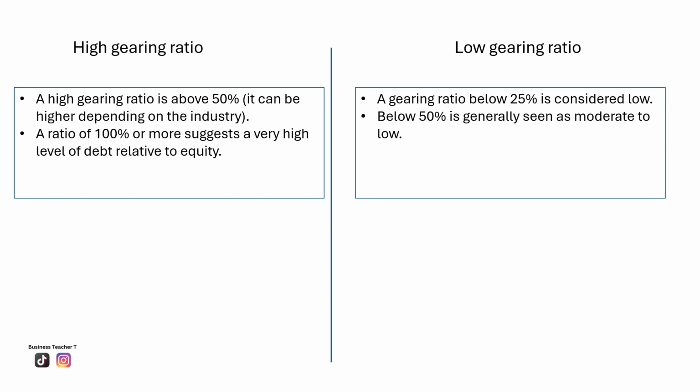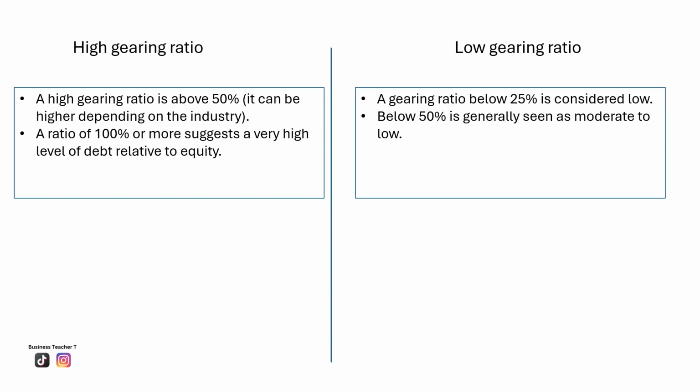Now, a higher gearing can show that the business is willing to take risks. However, if profits fall, they could have difficulty in keeping up with loan repayments. For example, a gearing ratio of 150% indicates that the company has 1.5 times as much debt as equity, which is risky because the company could struggle to pay off its debt if market conditions worsen.